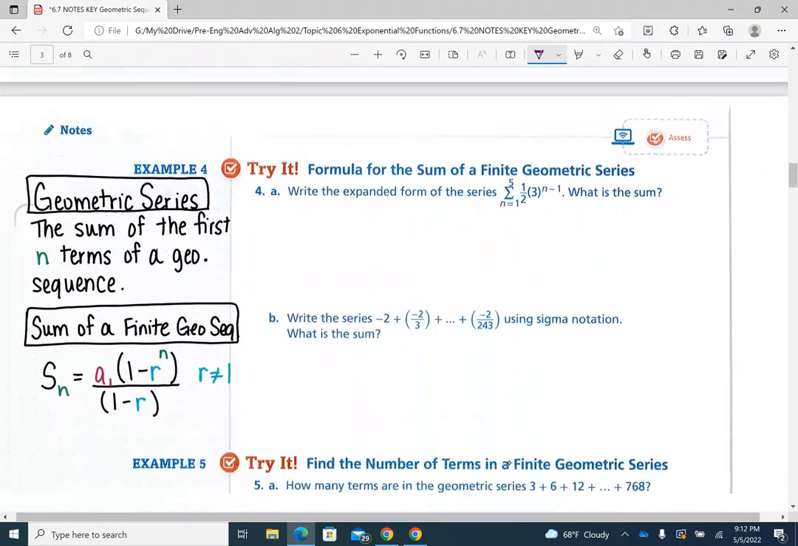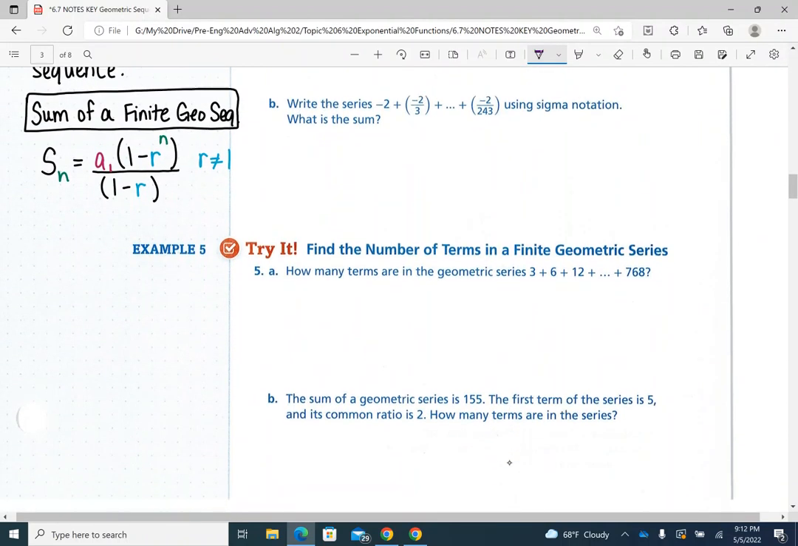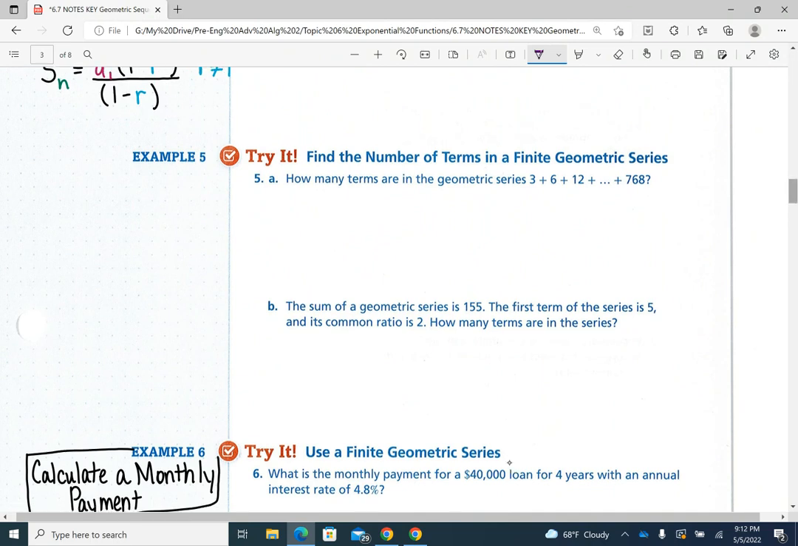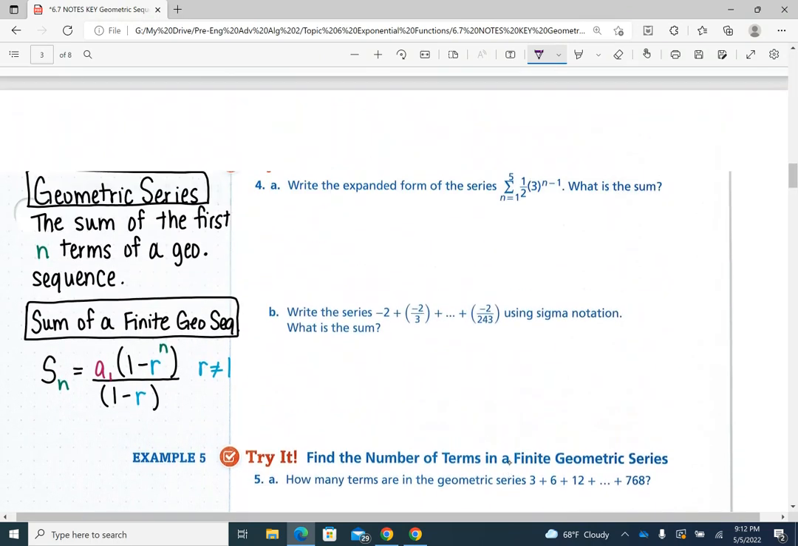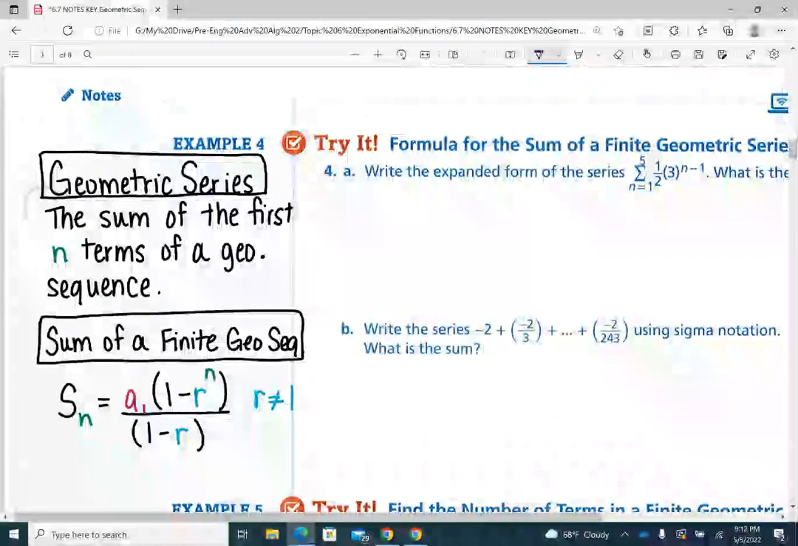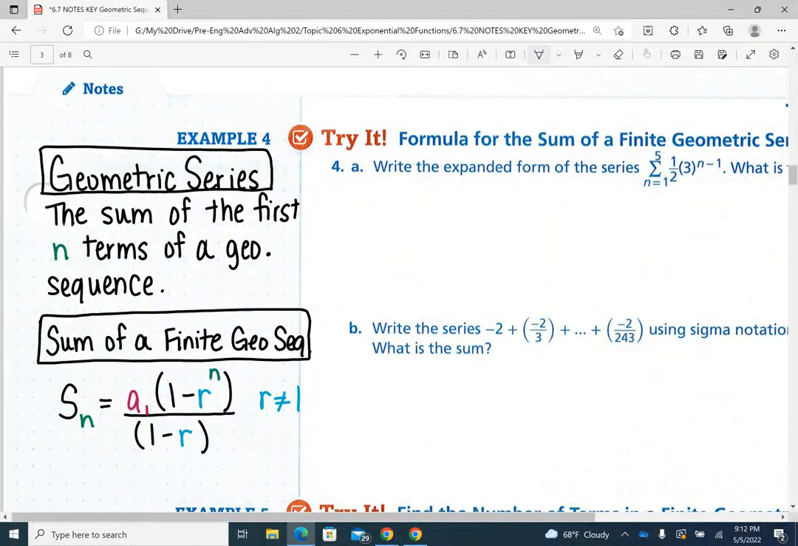All right, now let's move on to example 5. Find the number of terms in a series. Now, we're switching from the word sequence to the word series. So here's what a series is. A series is when we take a sequence and we start to add up all those numbers. So let's say I had the sequence again, 3, 6, 12, 24. Before, there were commas in between the terms. Now we're going to put plus signs in between those terms and add them all up.